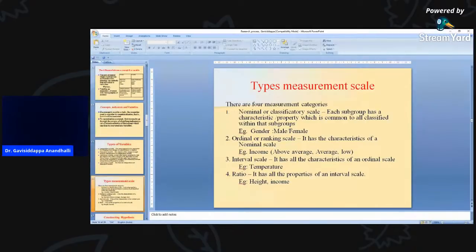Nominal means dividing the given variable into subclasses. Ordinal has the characteristics of nominal scale, so it can be measured, but the difference cannot be attributed. Interval scale has all the characteristics of ordinal scale. Temperature is the best example. Ratio scale has all the properties of the interval scale. Height and weight have a zero reference point. Everything can be measured.